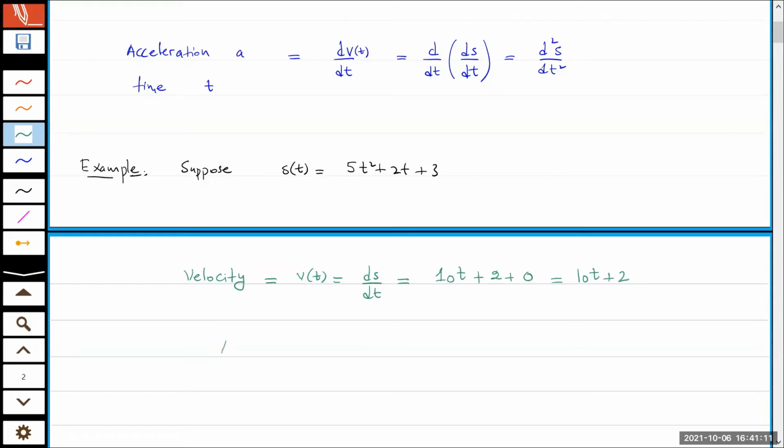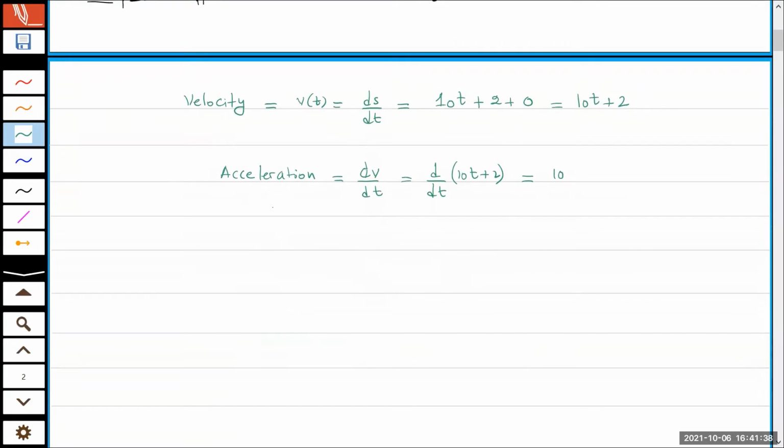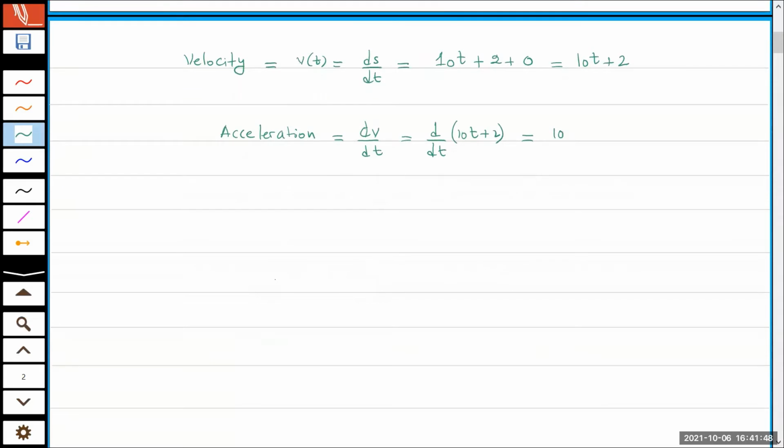And similarly, acceleration equals the derivative of the velocity. I already have the velocity. I will have d over dt of 10t plus 2, which would be equal to the derivative of 10t is 10, and the derivative of 2 is 0. So the acceleration equals 10. Now, that's all I wanted to do from 3.4. This is the velocity, this is the acceleration. You can take the derivative of acceleration as well to get a formula for the jerk, but I'm going to stop over here. There's a nice picture in your textbook that I want to draw.